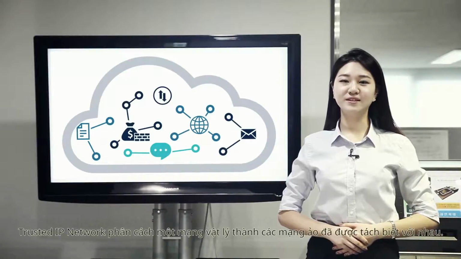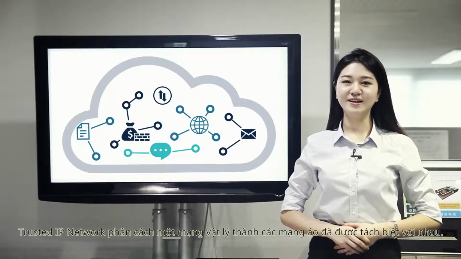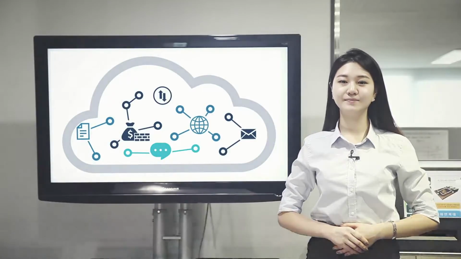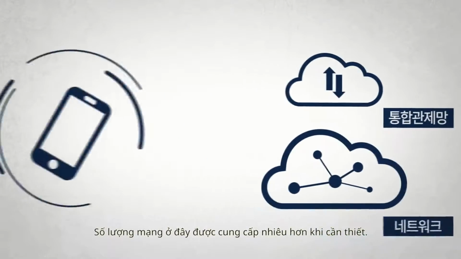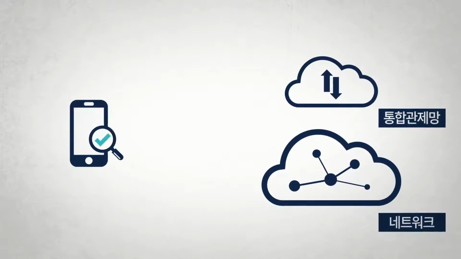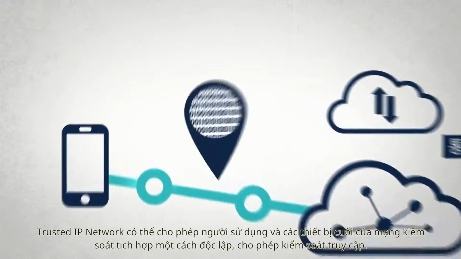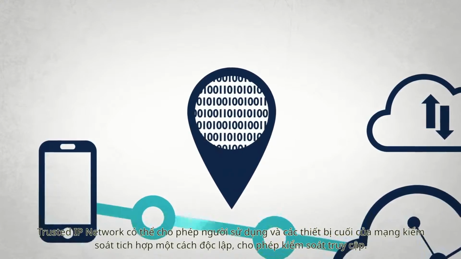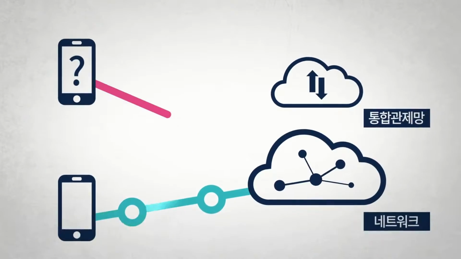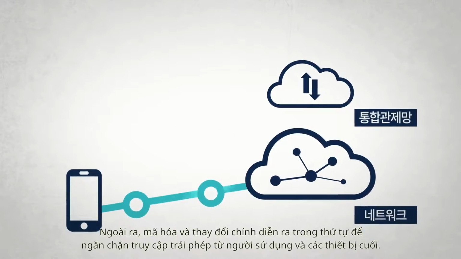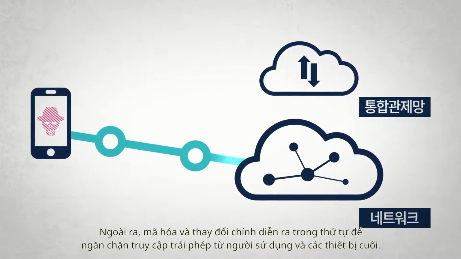The trusted IP network separates one physical network into virtual networks that are isolated from one another, and the number of networks here is provided as much as needed. The trusted IP network can authorize the user and the terminal by the independent integrated control network, which enables access control. In addition, encryption and key change take place in order to block access to unauthorized users and terminals.